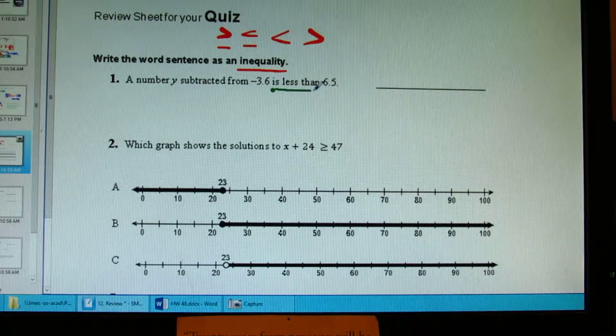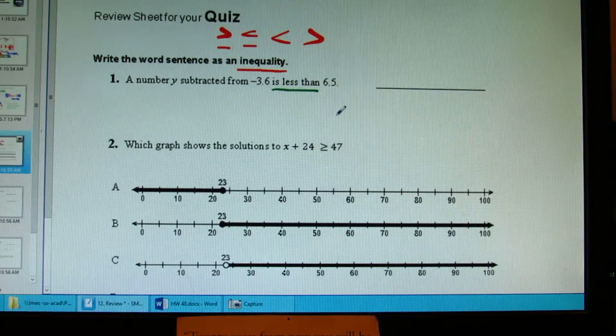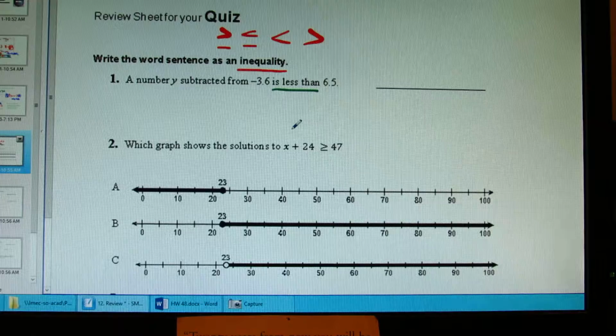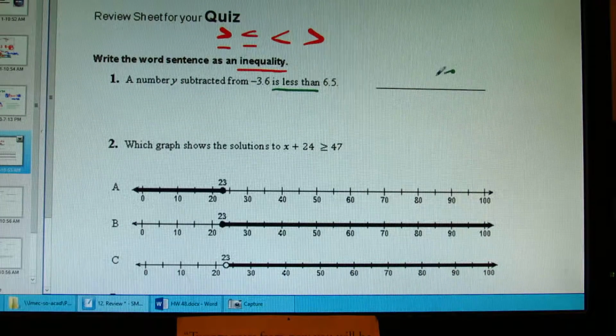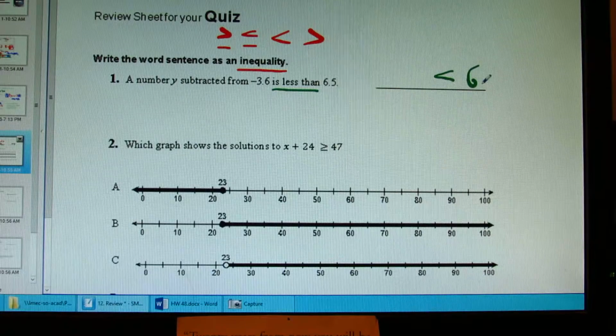Right here, the "is less than" is your clue. "Is less than" is one of these four symbols. Do you know which one it is? Right, it's a less than sign. So I'm going to write less than 6 and 5/10.